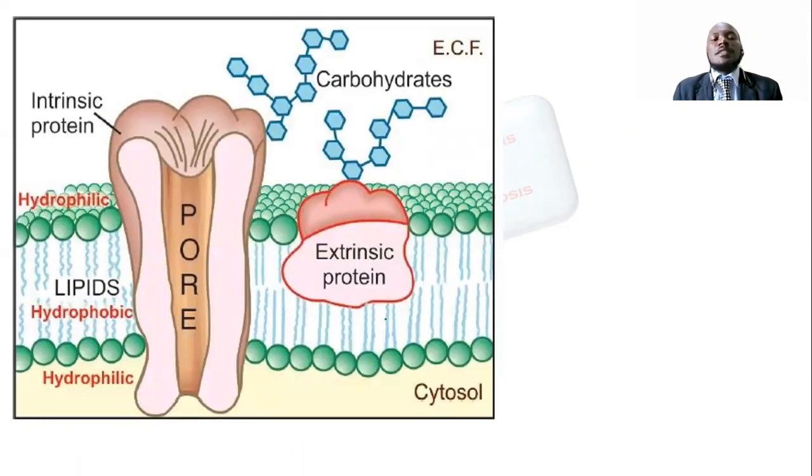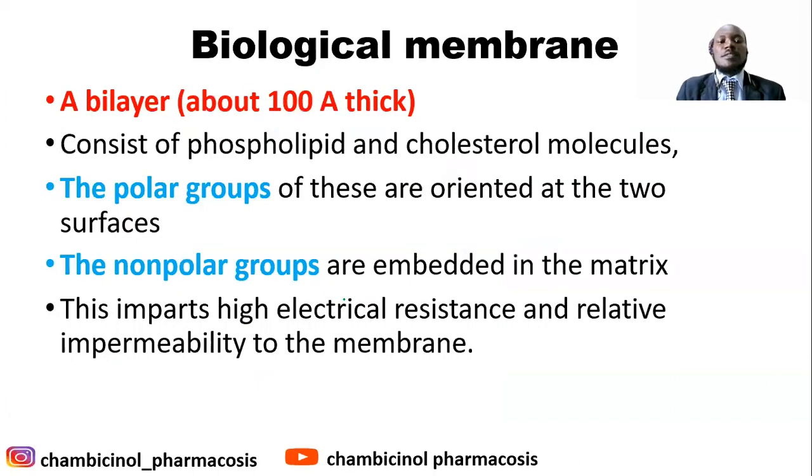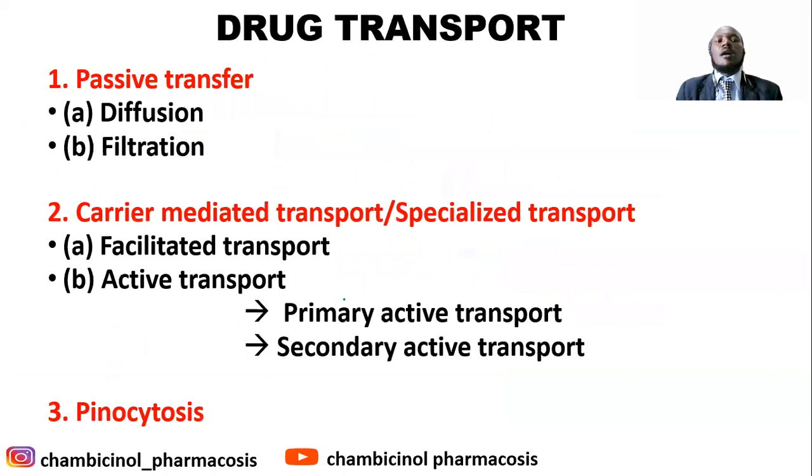The biological membrane is made up of a phospholipid bilayer, which has a hydrophilic part present on the surface of the membrane, while the lipophilic part is present inside the membrane. It is also made up of intrinsic and extrinsic proteins embedded in the cell membrane, and of glycoproteins and glycolipids attached on the surface. It also contains cholesterol, which is important to maintain the fluidity of the cell membrane. The biological membrane has a thickness of about 100 angstrom. So it is very important to understand the anatomy and physiology of the biological membrane in order to understand the transportation of the drug across it.